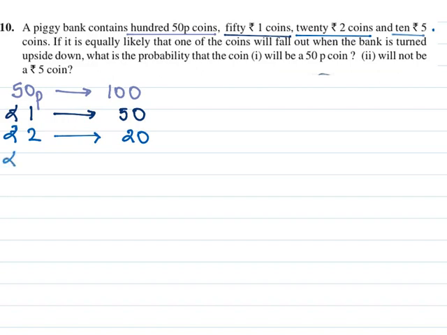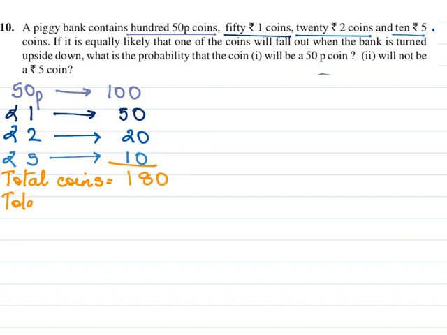10 5 rupee coins. So when it comes to 5 rupee coins, there are 10 of them. So the total number of coins, which is total outcomes, will be, you add up all this and you get 180. So remember, total coins or total outcomes for this sum is 180. Now the question is, what is the probability it will be a 50 paise coin?